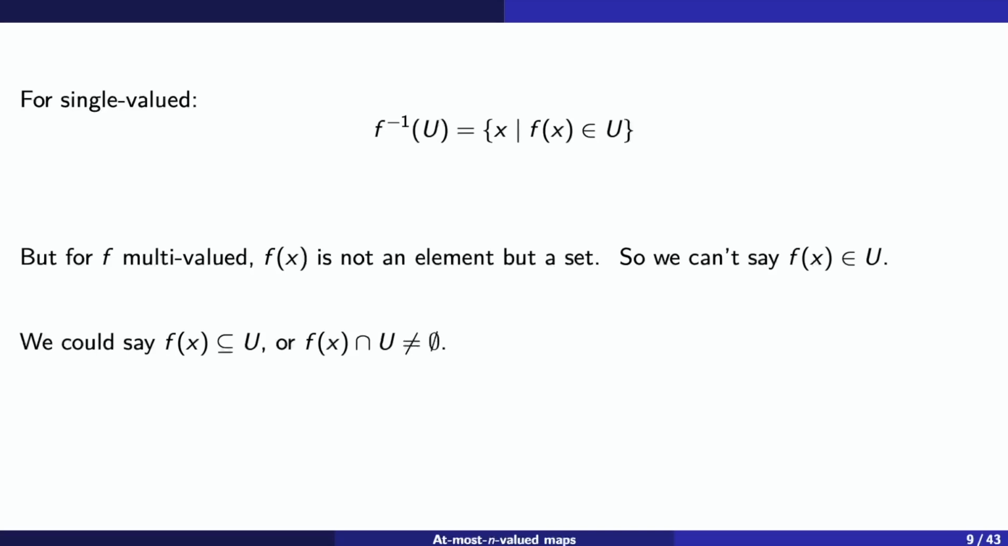And there's no reason to prefer one versus the other. They give you two different notions of continuity. If f of x is a set of a single element, then these are actually equivalent to one another. But if f of x is a set of more than one element, then these are two different things. They lead to different notions of continuity for multi-valued functions.